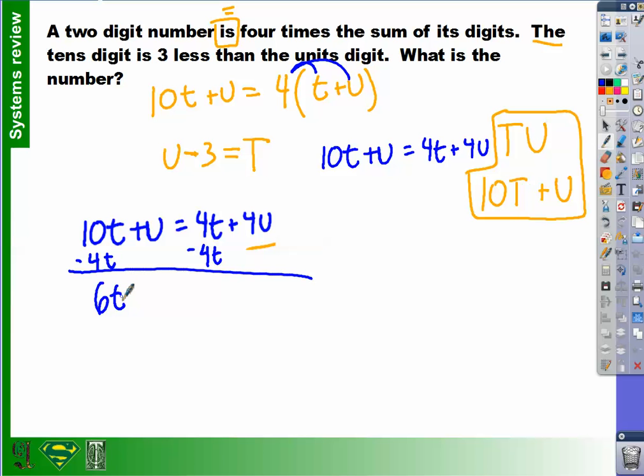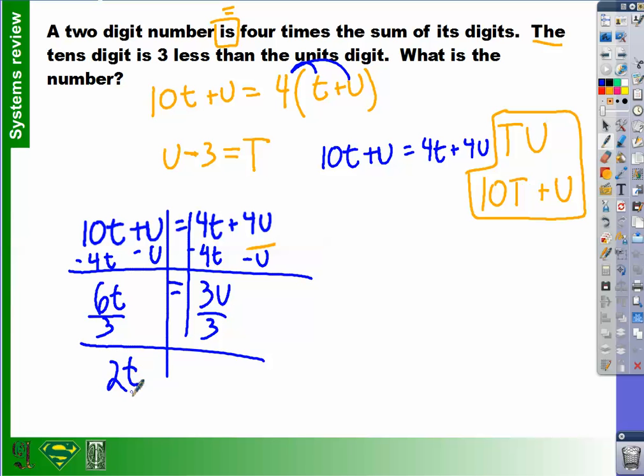What else am I going to do? Subtract 4u. Or you want to subtract just u? Okay, fine. So we'll subtract u, and so u minus u is 0. 4t minus 4t is 0. 4u minus u is 3u. Would I be able to simplify this any further? Yeah, I could divide by 3. Let's just make it easier. We'll divide everything by 3. And so I get 2t is equal to u.